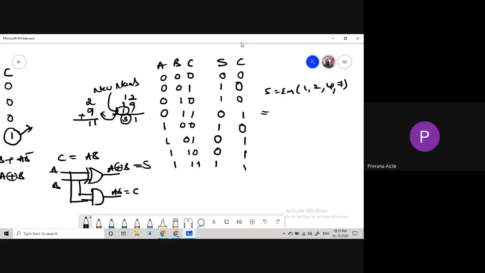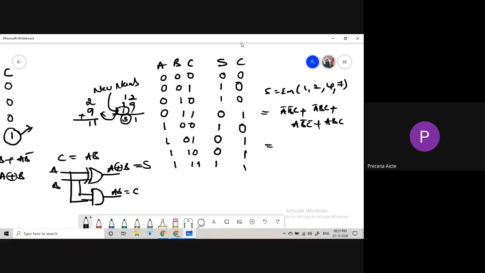So 1 in the sense of A bar, B bar, C, right? Then what about 2? A bar B C. Plus, what about 4? A B bar C bar. What about 7? A B C.